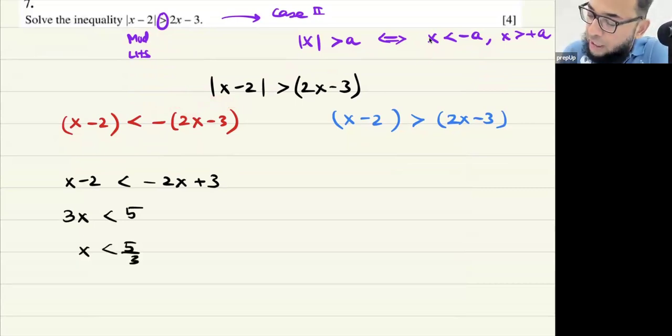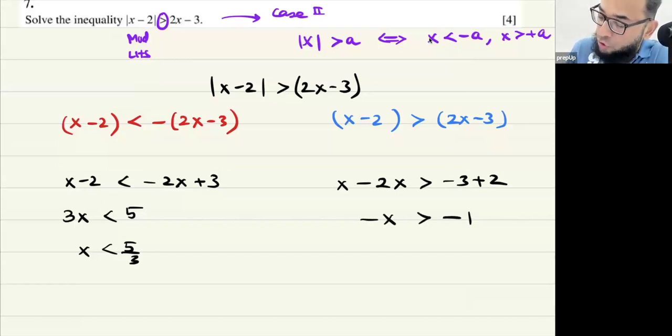All good? So now over here, x minus 2x is greater than minus 3 plus 2. That is negative x is greater than negative 1. All good? Therefore, x is lesser than 1.